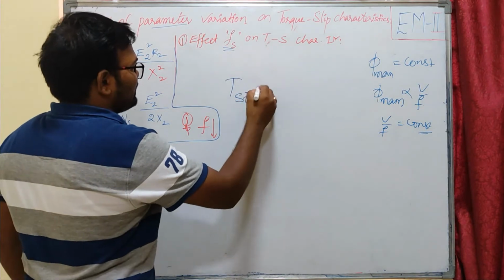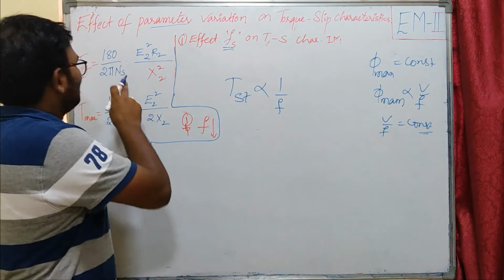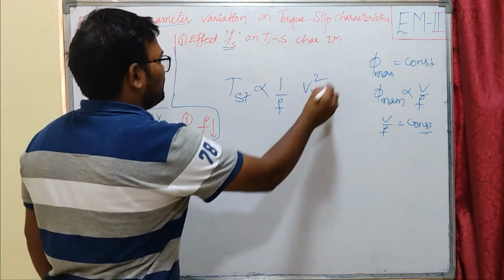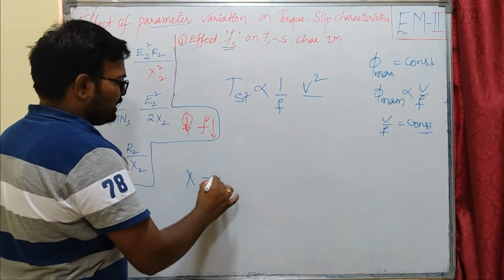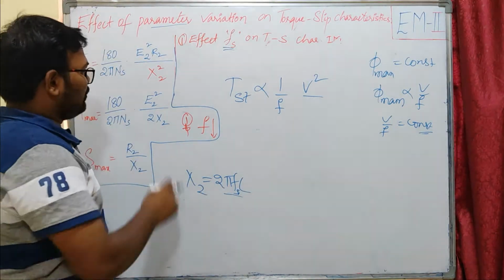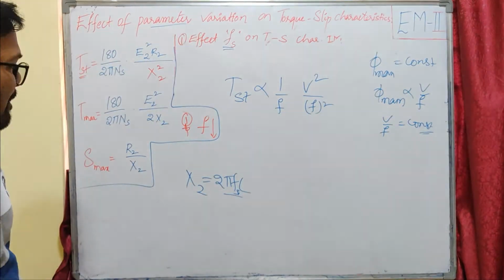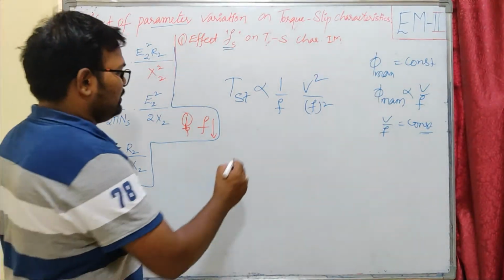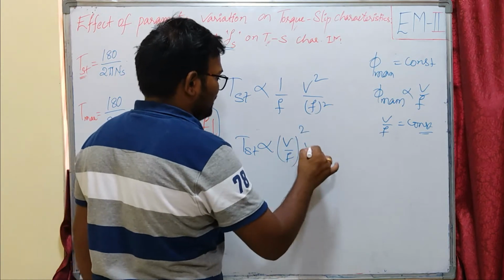First I take starting torque, which is proportional to Ns, our supply frequency dependent synchronous speed, and here E2 square, nothing but V1 whole square, R2 square by X2 square. X2 is a component which is having frequency in it, so I can replace the X2 with F whole square. This is my starting torque in the form of frequency. So TST, starting torque, is proportional to V by F whole square into 1 by F.